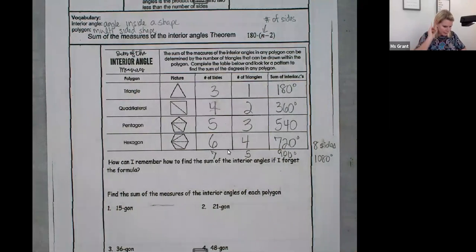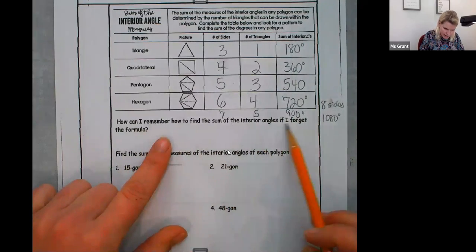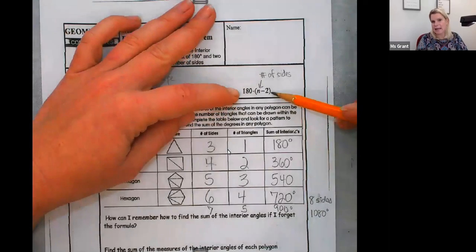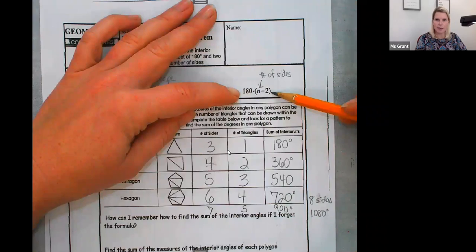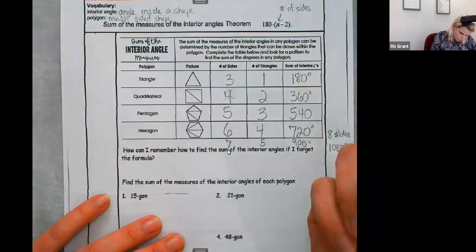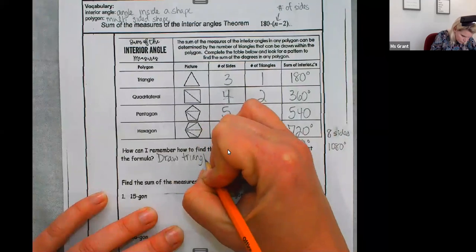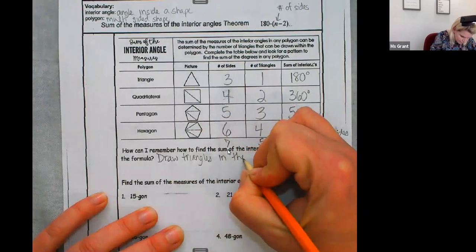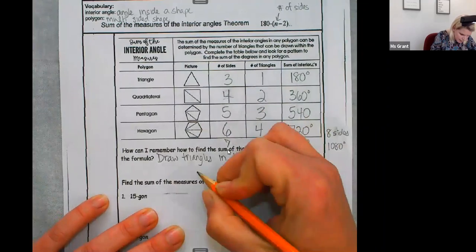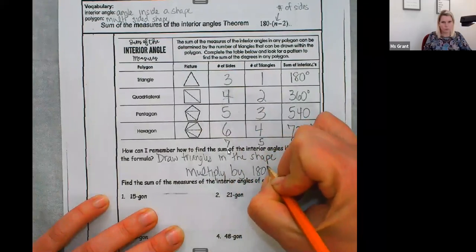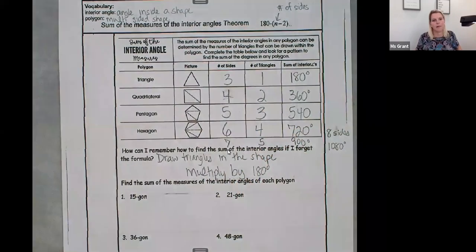How can I remember the sum of the interior angles if I forget the formula? So here's the formula. 180 multiplied by the number of sides, take away 2. That's the easiest way to do this. But if you forget, you would be able to draw triangles in the shape, and then you multiply by 180. So we're going to use the formula.